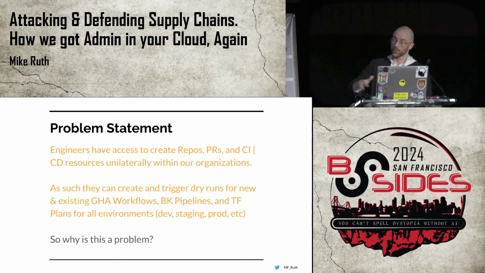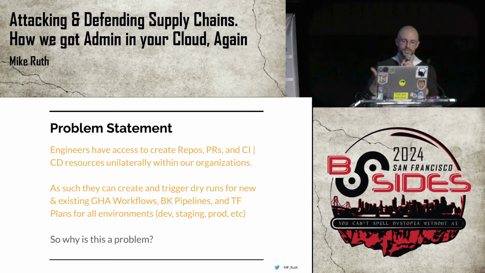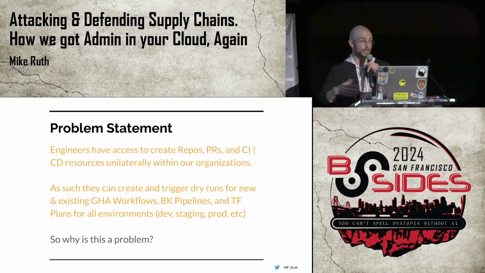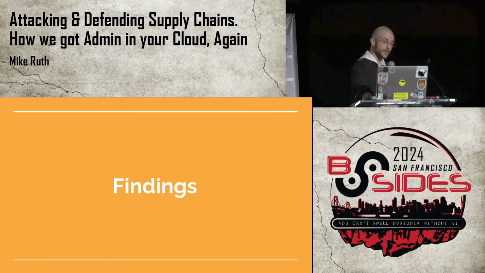Okay, so with all of this preface, here's my problem statement. Engineers have access to create repositories, PRs, and CI/CD resources unilaterally in our organizations, and as such, they can create and trigger dry runs for new and existing workflows, pipelines, and plans for all of our environments. So why is this a problem? And let's get into some findings.